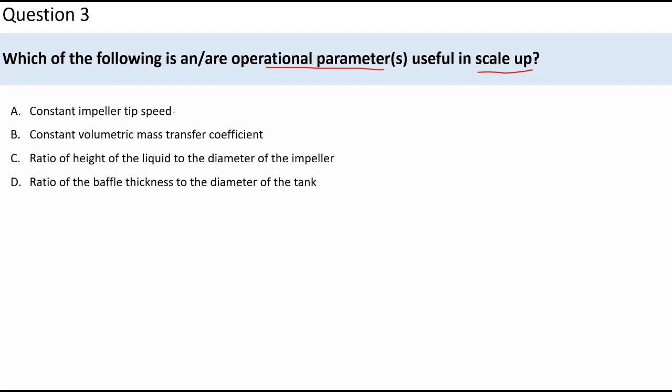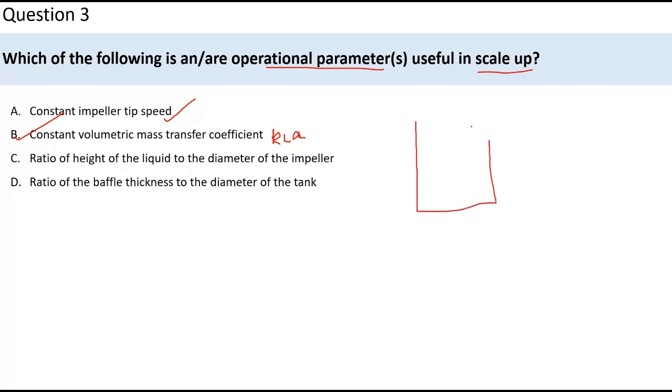If you see the impeller tip speed, yes, it's an operational parameter that can be changed during the bioreactor operation. Option B is constant volumetric mass transfer coefficient, which is nothing but the KLA, which we know is the main operational parameter that is being used for scaling up. Constant is also right.